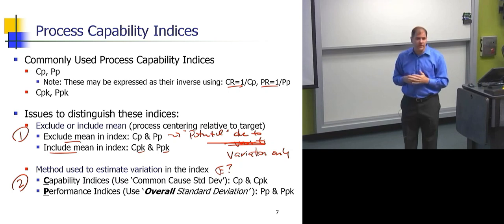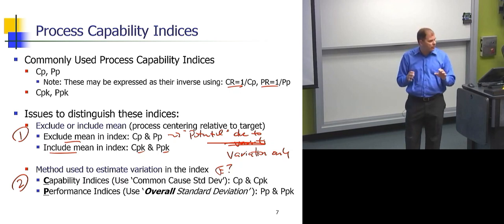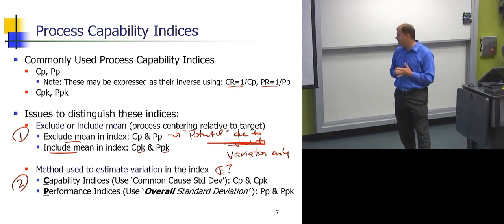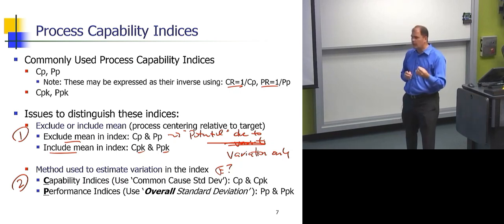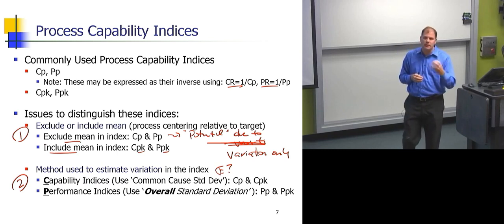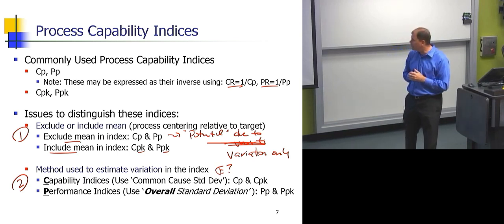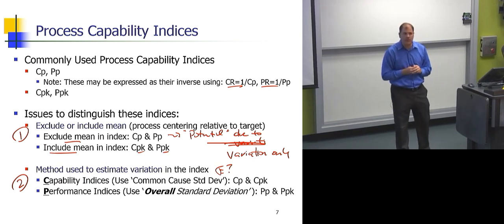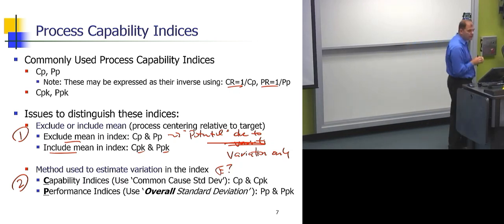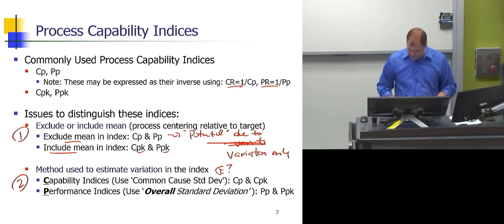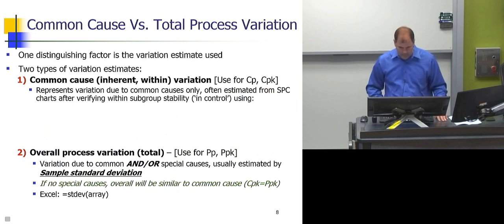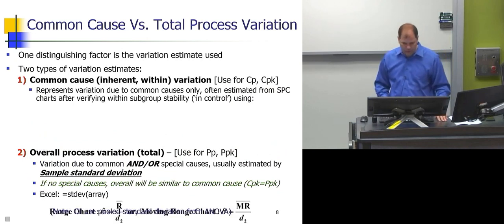Now, what separates them? If I have mean shifts in the process, these numbers will be different. For that reason, I can use them for diagnostic purposes. The ones with the letter C, you can think about those as the common cause standard deviation, or the R bar over D2, and then the PP and the PPK use the overall standard deviation. Let's go into these a little bit further.